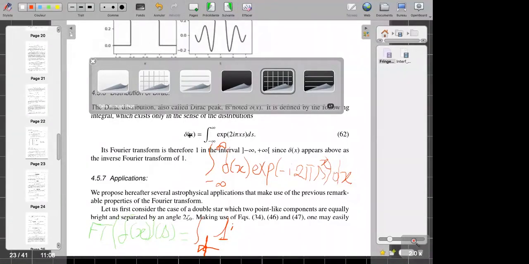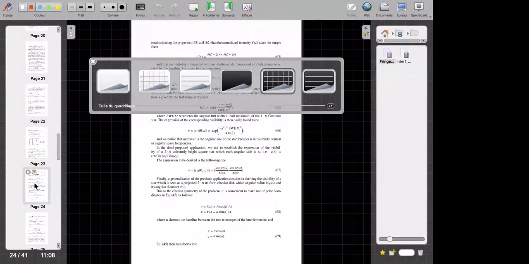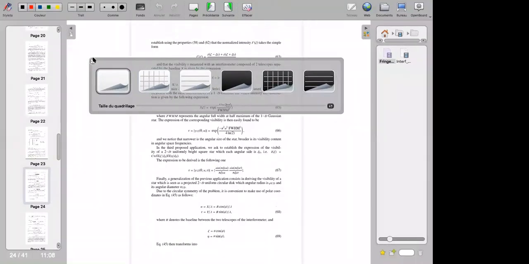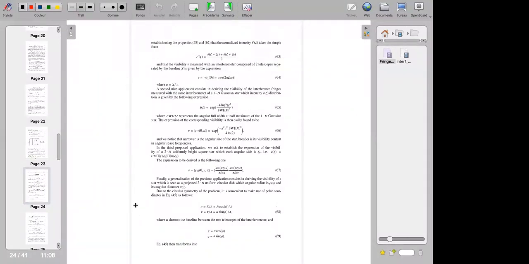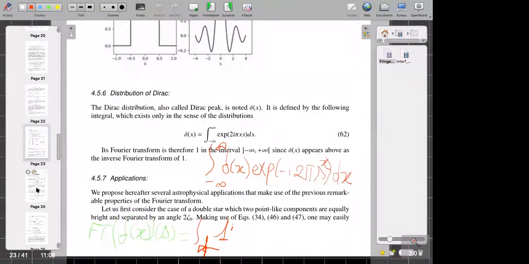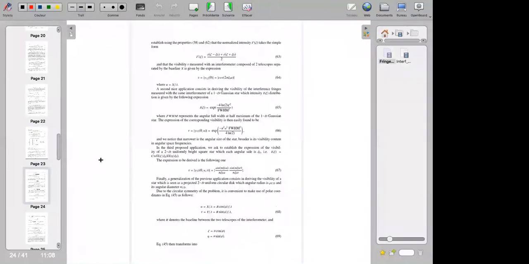So you may go back to this demonstration when you have some time, but it's very obvious. This result is very obvious, and then there will be some exercises proposed for the next lecture.